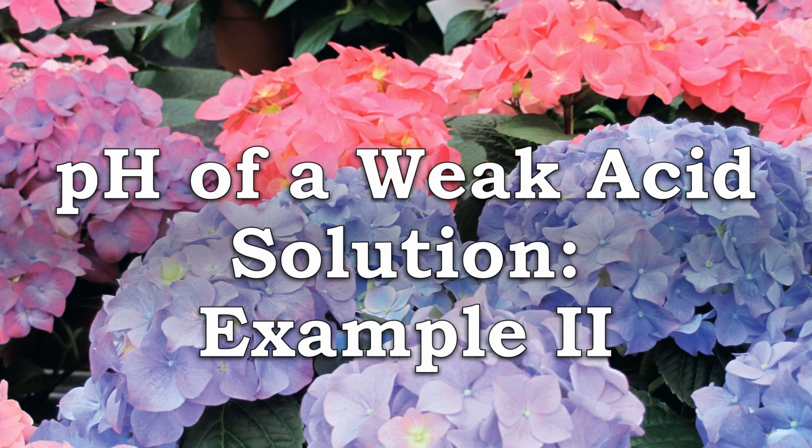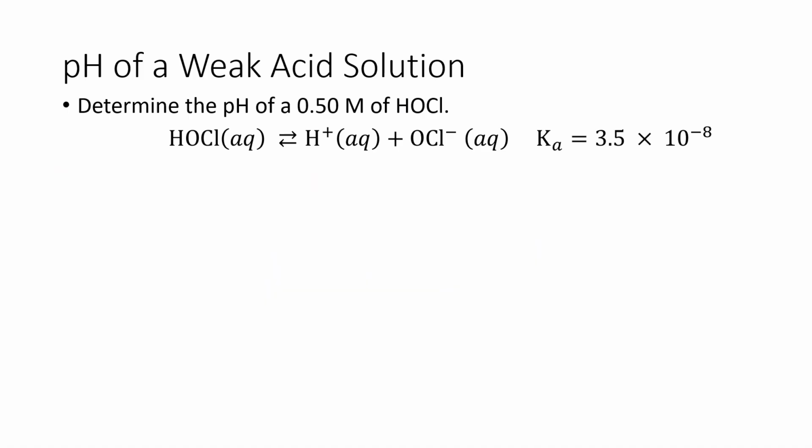This is the pH of a weak acid solution. Example 2. Let's determine the pH of a 0.50 molar hypochlorous acid solution. First, recognize that hypochlorous acid is a weak acid with a very small Ka.